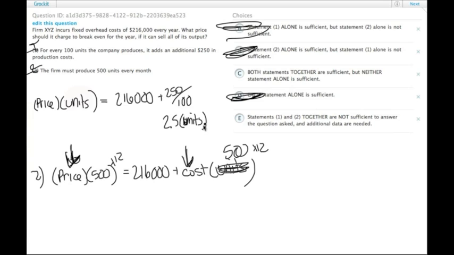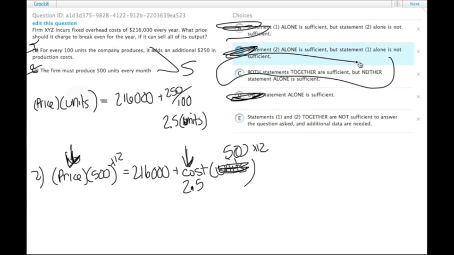Price we still don't know, but now we have both the cost per unit and the number of units that they are planning on producing that year. And so we can figure out the price per unit for them to break even. So in conjunction, the two statements are sufficient. Answer choice C.